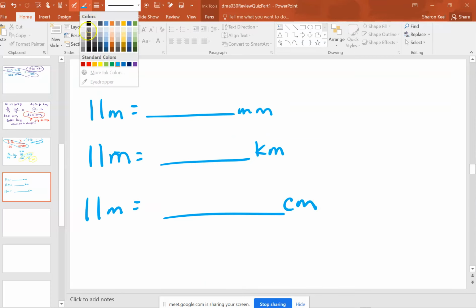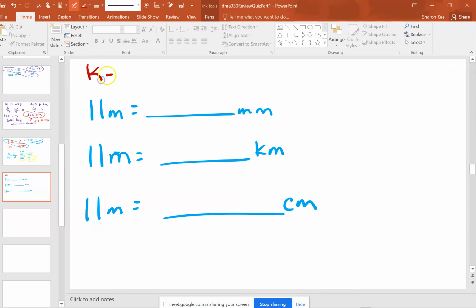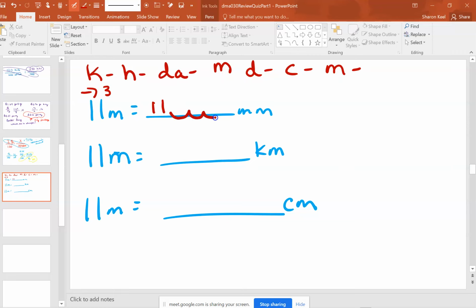You would also look at your prefixes. You have kilo, hecto, deca. Then you have your meter. Then we have deci, centi, milli. So we're going from meter to millimeter. We're going to go right 3 places. So with the 11, we go right 1, 2, 3. That would give us 11,000 millimeters.